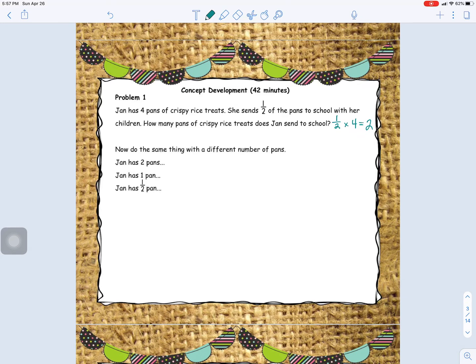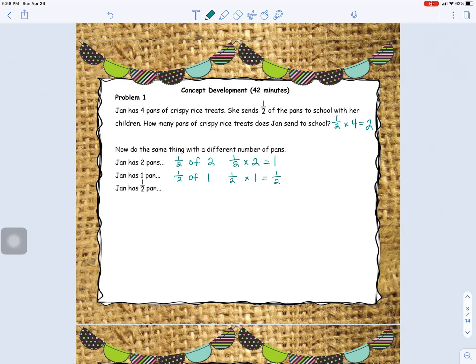Now we're going to do the same thing with a different number of pans. So if Jan has 2 pans, we just have to figure out 1/2 of 2, or we could do 1/2 times 2, and the answer is 1/2 of 2 would be 1. Okay, what if Jan has 1 pan? So we'll have to do 1/2 of 1, or 1/2 times 1 would equal 1/2, 1 copy of 1/2.